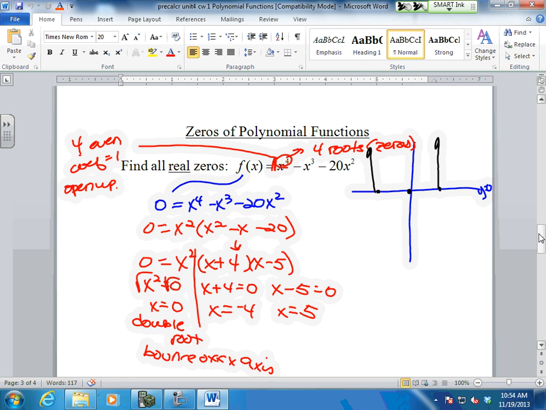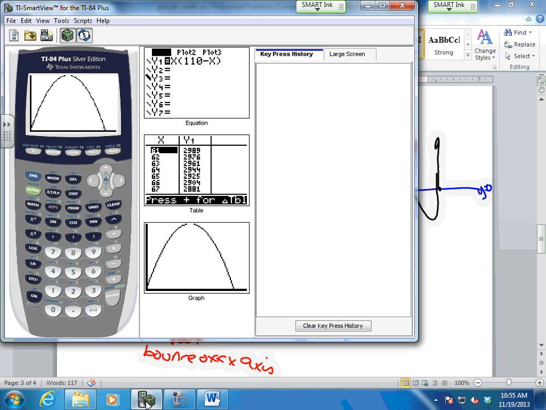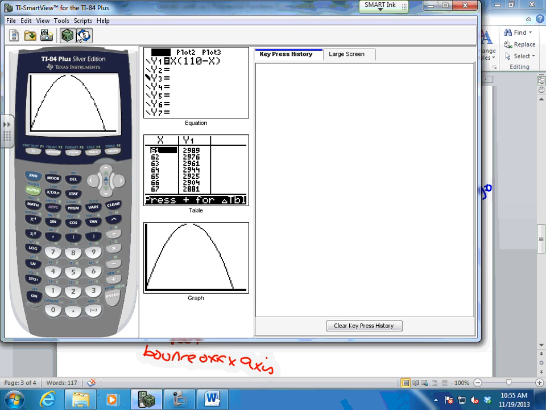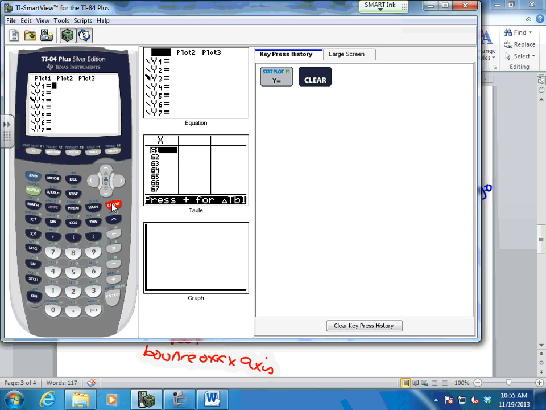Now, this has to bounce off this axis. Where do you think this came from? We made a W. It went like this. Wouldn't that be my graph? Right? So, let's try this and see if that's what it looks like. Let's go to your calculator and let's try this. Let's put this in your calculator. And try and see if it looks like that W.